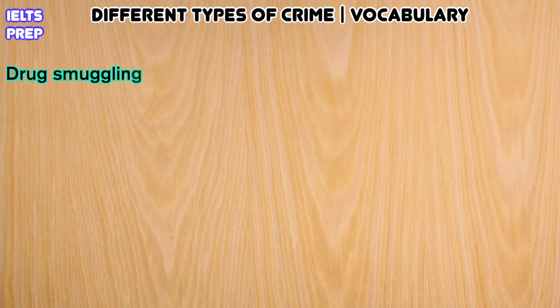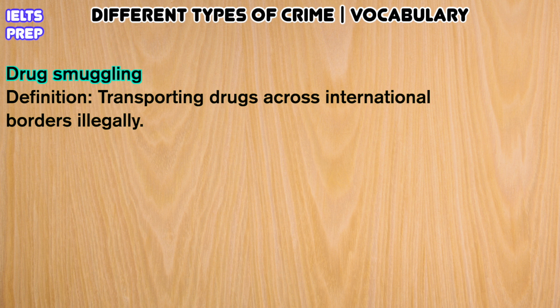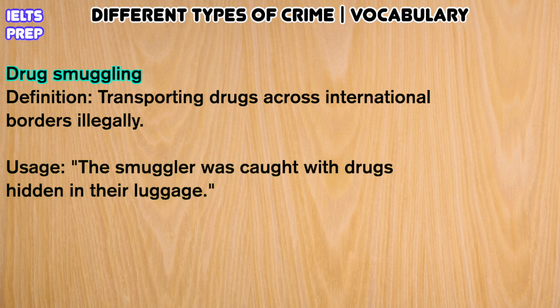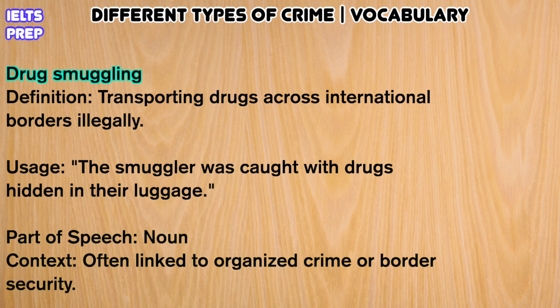Drug smuggling. Definition: transporting drugs across international borders illegally. Usage: the smuggler was caught with drugs hidden in their luggage. Part of speech. Noun. Context: often linked to organized crime or border security.